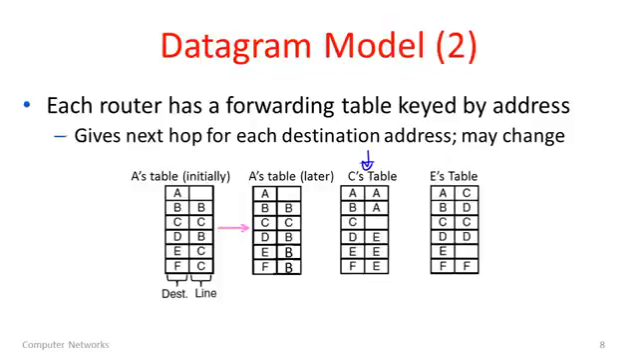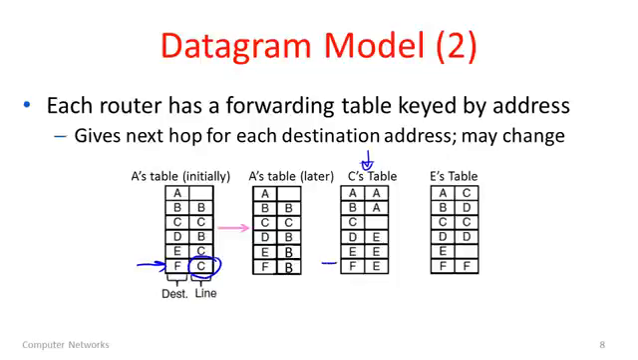I've shown you tables here for A, C, and E, and A's table actually changes over time. Let's just imagine that we're trying to send a packet from A to F. When the packet arrived at A, A would look up in its table, see that it was going towards F, and the next hop for that is C. So it would then send it over the network, and it would arrive at C.